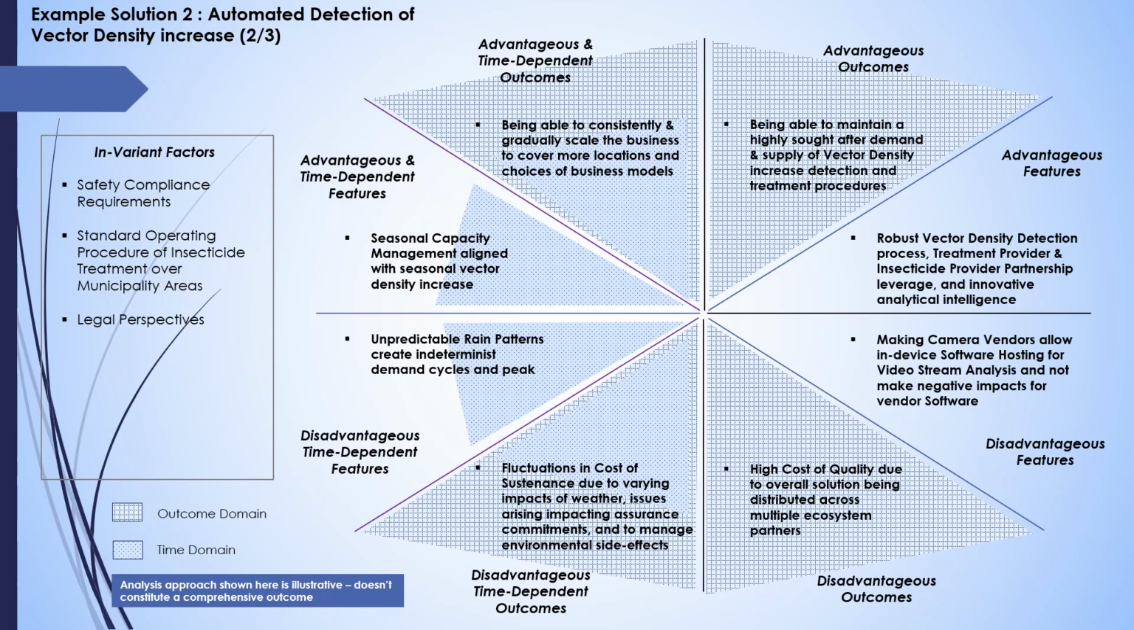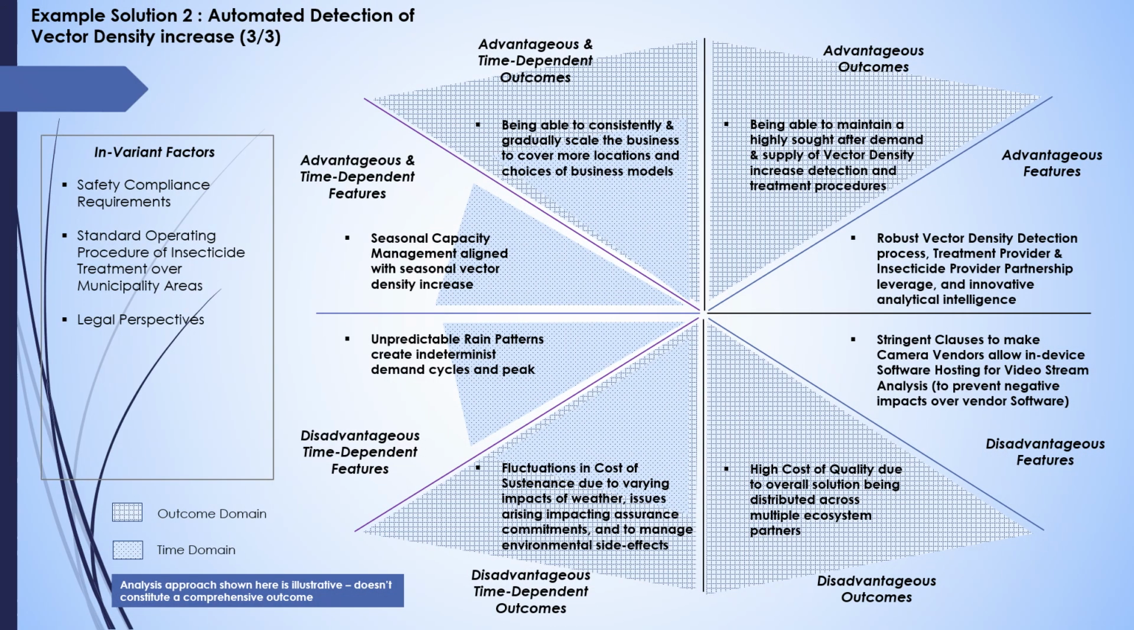This is what a full spectrum features outcomes time domain analysis looks like, applied with rigor to a real, complex, multi-stakeholder solution. And as always, the analysis shown here is illustrative. It doesn't claim to be exhaustive, but what it does demonstrate clearly is how this kind of structured thinking reveals exactly where the solution is strong, where it's vulnerable, and where the most valuable innovation opportunities are waiting to be found. Clarity first, exploration next, innovation follows.